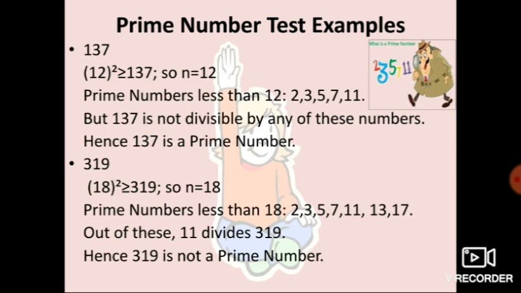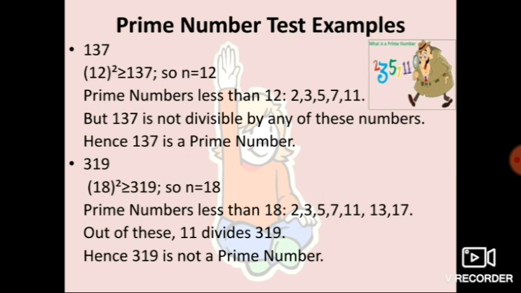We are going to do the prime number test with examples. Let us consider the first number, that is 137. We have to find n. 10 squared is 100. 11 squared is 121. 12 squared is 144. And 144 is greater than or equal to 137. So, we can say that n equals 12.